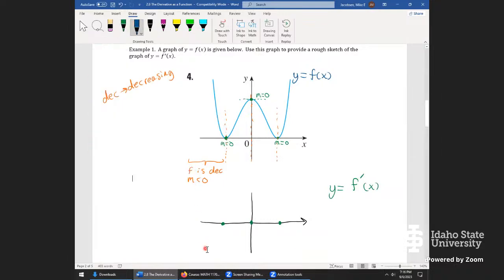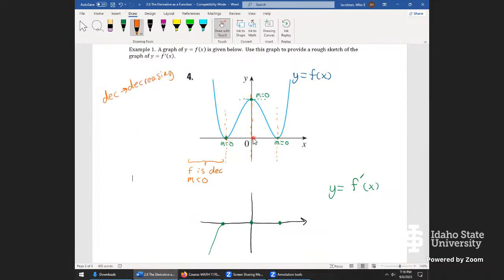But if the slope of the tangent line is negative, that means the curve is below the x-axis because the derivative is that slope. So in this region, it starts below the x-axis. Let me get the right color though. Here's where the derivative went to 0. And now let's look above.